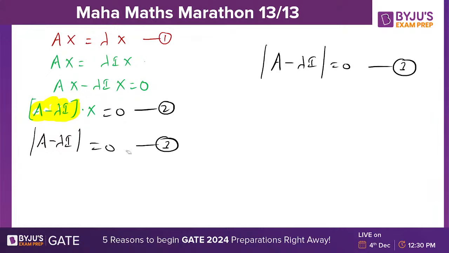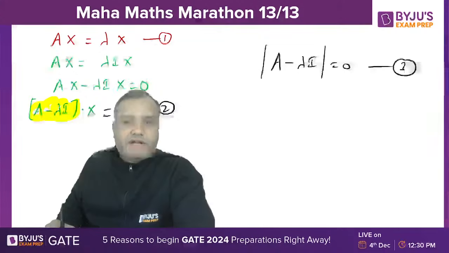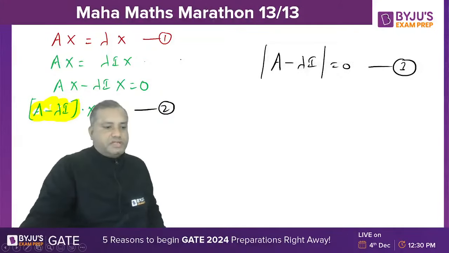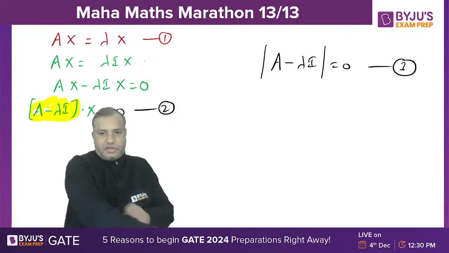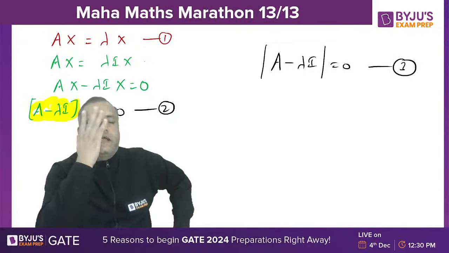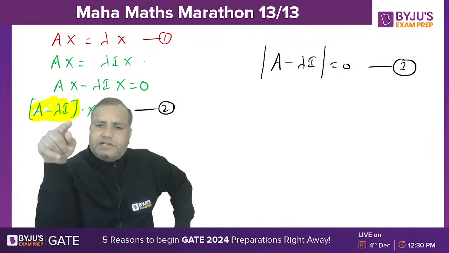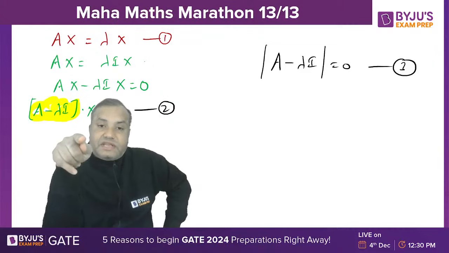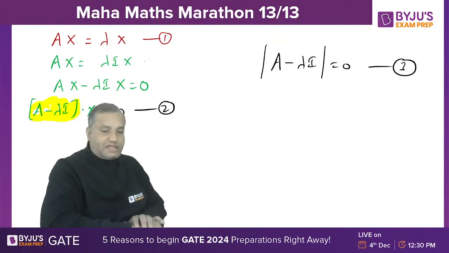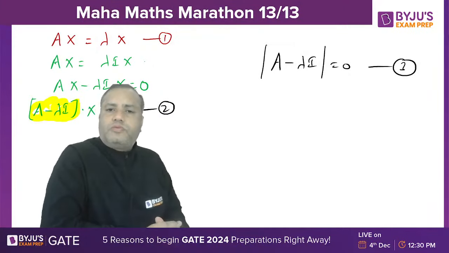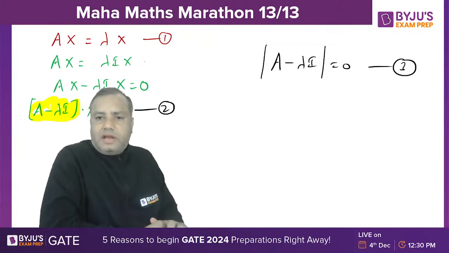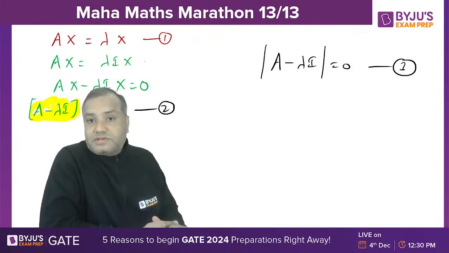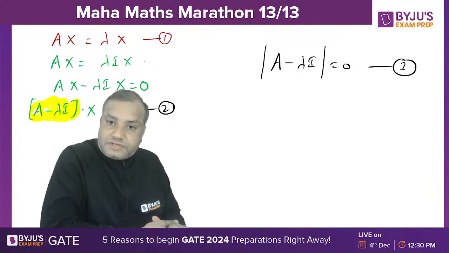Equation 3 is called the characteristic equation, and its roots are called eigenvalues. Characteristic equation के roots को ही eigenvalues कहा जाता है. Eigenvalues are also known by some other names: latent roots, latent values, characteristic roots, characteristic values.